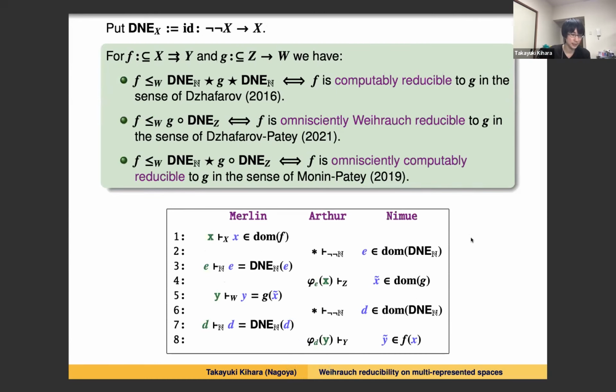Okay, so the double negation space can also be used to treat various variants of Weihrauch reduction in a unified manner. Some examples are computable reducibility, omniscient reducibility.